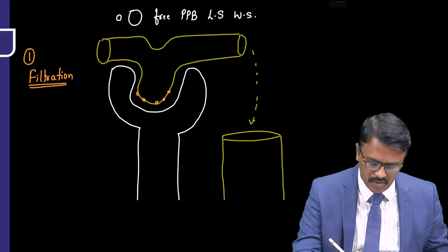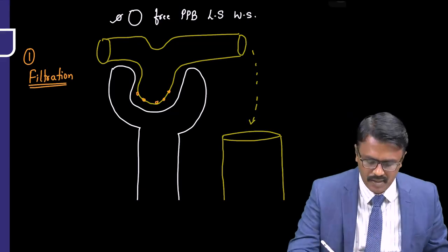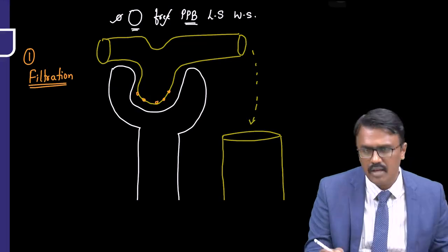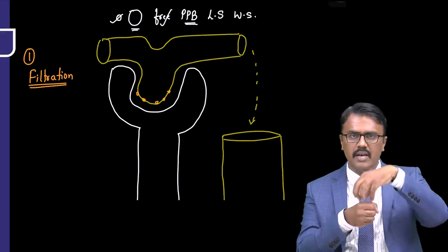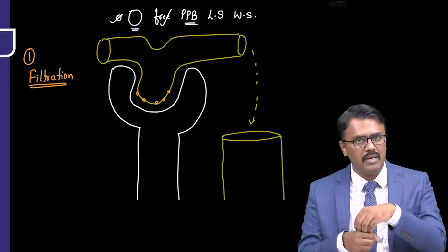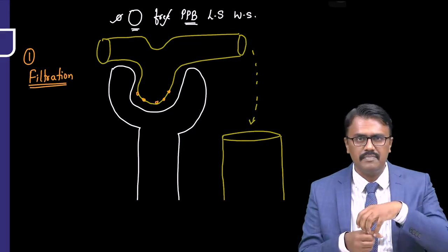So the ones filtered are the small size, the free drug. Now why not big size or plasma protein bound? If it is big in size, remember its pore is very small. So big size cannot get filtered. Proteins are very big in size, they cannot get filtered. If they are getting filtered, it means kidney is damaged. So they cannot get filtered.